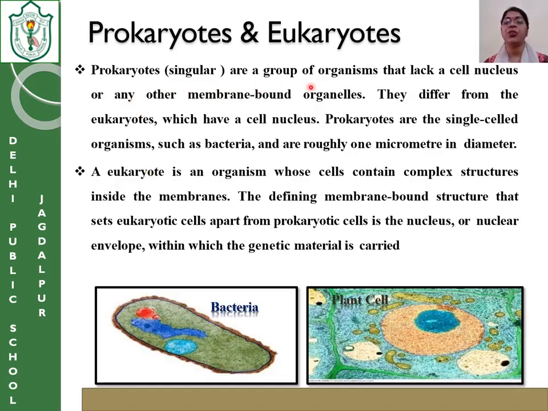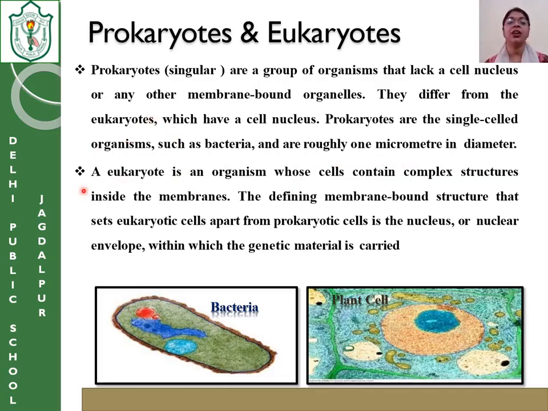Prokaryotes are the group of organisms that lack a cell nucleus or any other membrane-bound organelles. They differ from the eukaryotes because the eukaryotes have a cell nucleus. Prokaryotes are single-celled organisms. Most, not all, most of the single-celled organisms are prokaryotes, like bacteria that are roughly 1 micrometer in diameter. They are very small in structure.